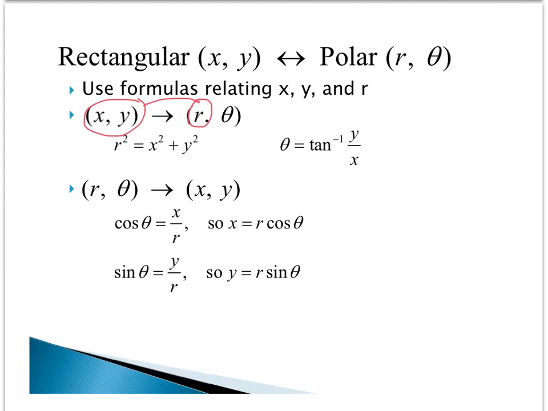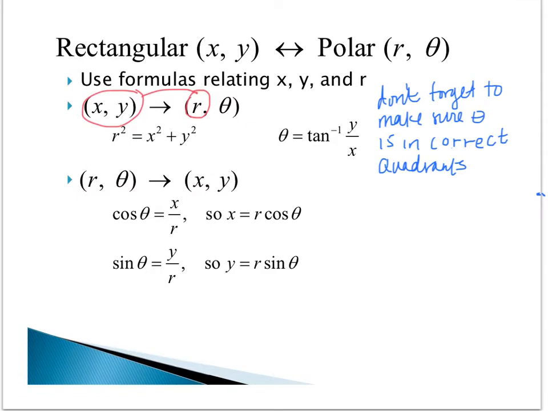Now when we are trying to go the other way, from a point in polar format into rectangular form, we're going to remember our basic trig definitions. Cosine theta equals x over r, and sine theta equals y over r. Using these definitions, if we solve for x and solve for y, we find that x is equal to r cosine theta, and y is equal to r sine theta. So these properties are what we're going to use for all of our equations and our points when we convert back and forth between rectangular and polar.